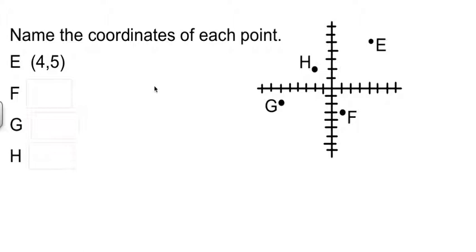Point F is 1 to the right and 3 down, so 1, negative 3. Point G is 1, 2, 3, 4, 5, 6 to the left, and it looks like 2 down, so negative 6, negative 2. And then H is negative 2 for the left and 2 up.